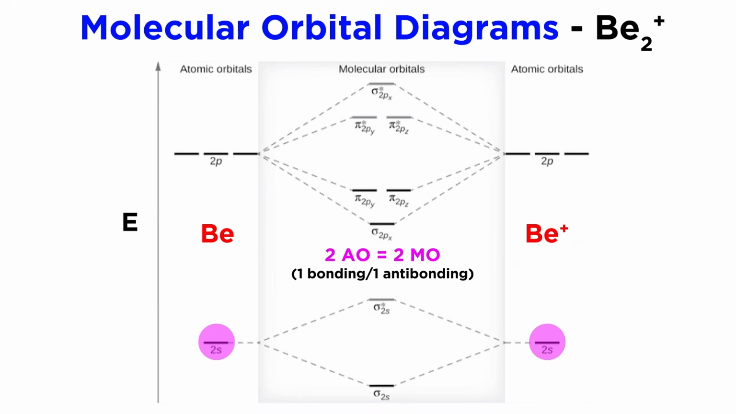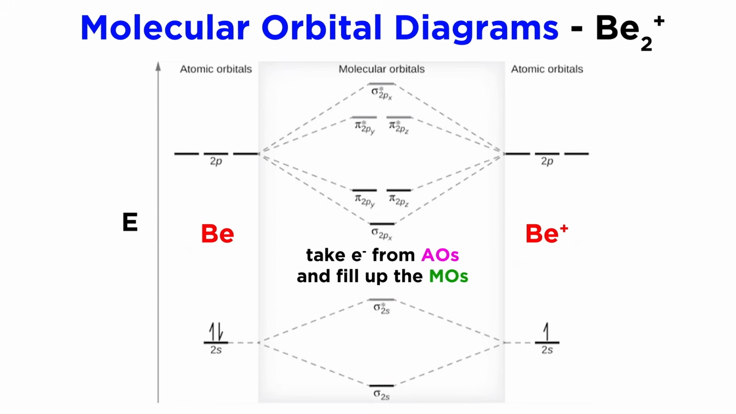For each pair of orbitals that combine, we get 1 bonding orbital and 1 antibonding orbital, so the number of orbitals is conserved. To fill up the molecular orbitals, we simply take the electrons from the atomic orbitals and fill up the molecular orbitals starting from the lowest energy. We have a total of 3 valence electrons from the 2 atoms that need to go somewhere, so we put 2 in the sigma 2s since that's the lowest energy orbital, and once that's full, the remaining electron will go in the sigma 2s star, which is the antibonding orbital.